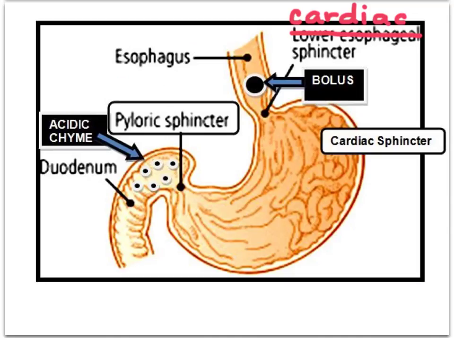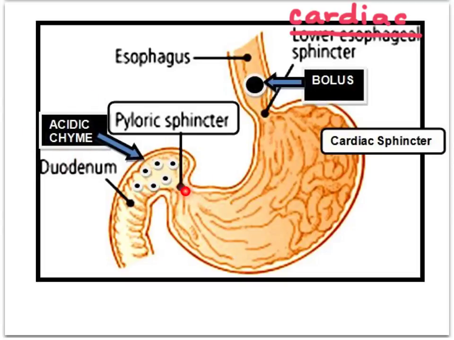All right, so our bolus has passed that cardiac sphincter. We've just talked about how the stomach has mechanical and chemical action. And now we're moving that acidic chyme, which we call it. And here's the spelling of that, acidic chyme. And that will leave through what we call the pyloric sphincter.